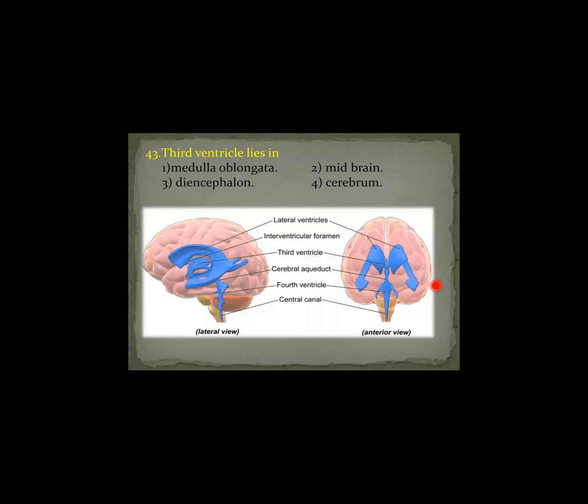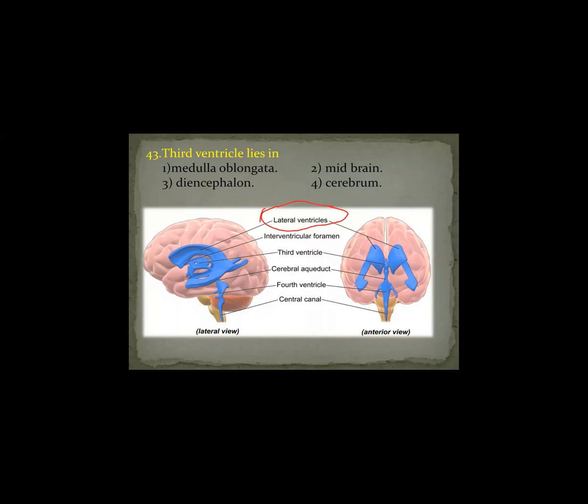Let us move on to the next question. Question number 43. The third ventricle lies in. Here, what is a ventricle? A ventricle is nothing but a cavity present in the brain. There are four ventricles in the human brain. The first two ventricles are called lateral ventricles.